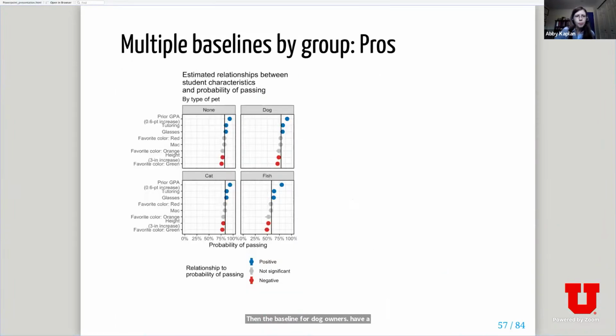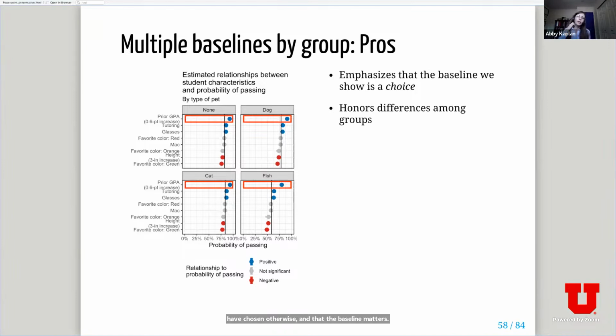All right, so pros of this kind of approach. Well, okay, now we're really emphasizing to our stakeholders that the baseline is a choice and we could have chosen otherwise, and that the baseline matters. And now we're honoring the fact that these groups are somewhat different, right? So for example, for fish owners, the effect of prior GPA looks larger than it does for dog owners. And so now we're acknowledging that fact.